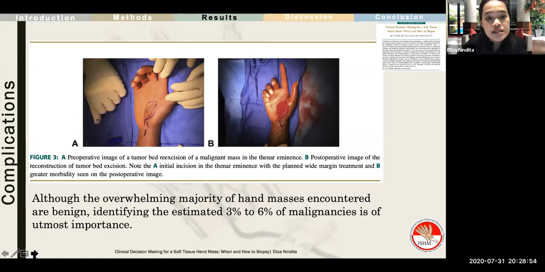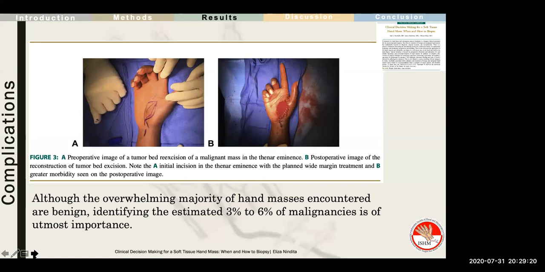In the picture we can see the initial incision of the thenar eminence with the planned wide margin treatment, and then a greater morbidity seen on the post-operative image. So even though there is a small chance of a hand tumor being malignant, we still need to consider it if we think there could be a small chance of malignancy.